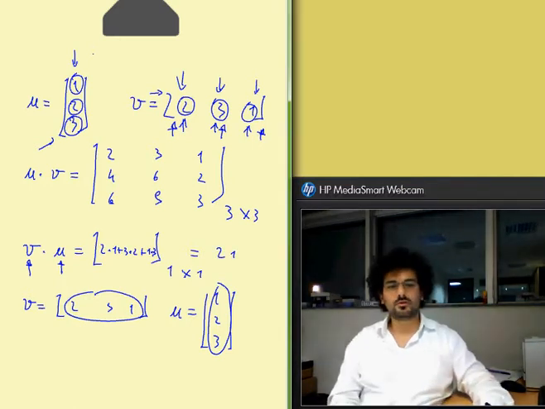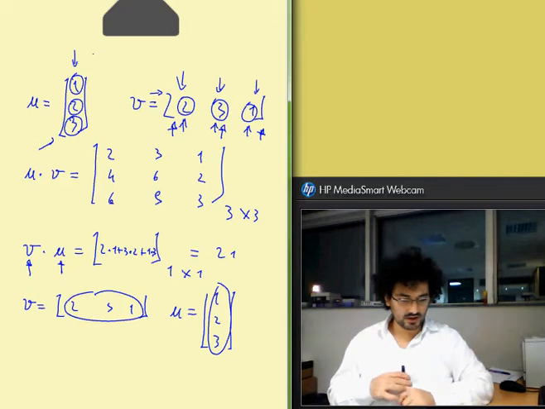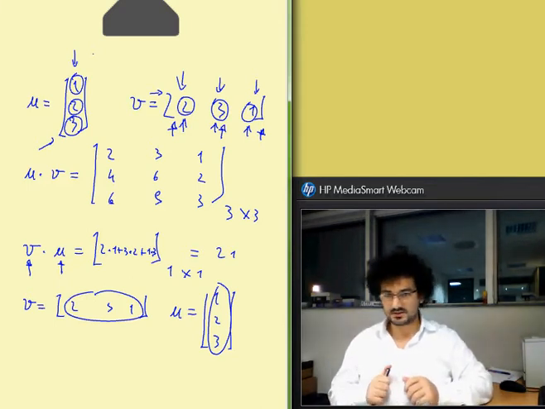So it's also possible to compute the product between two vectors, a column and a row vector, and you can get also a scalar as a result of this operation.